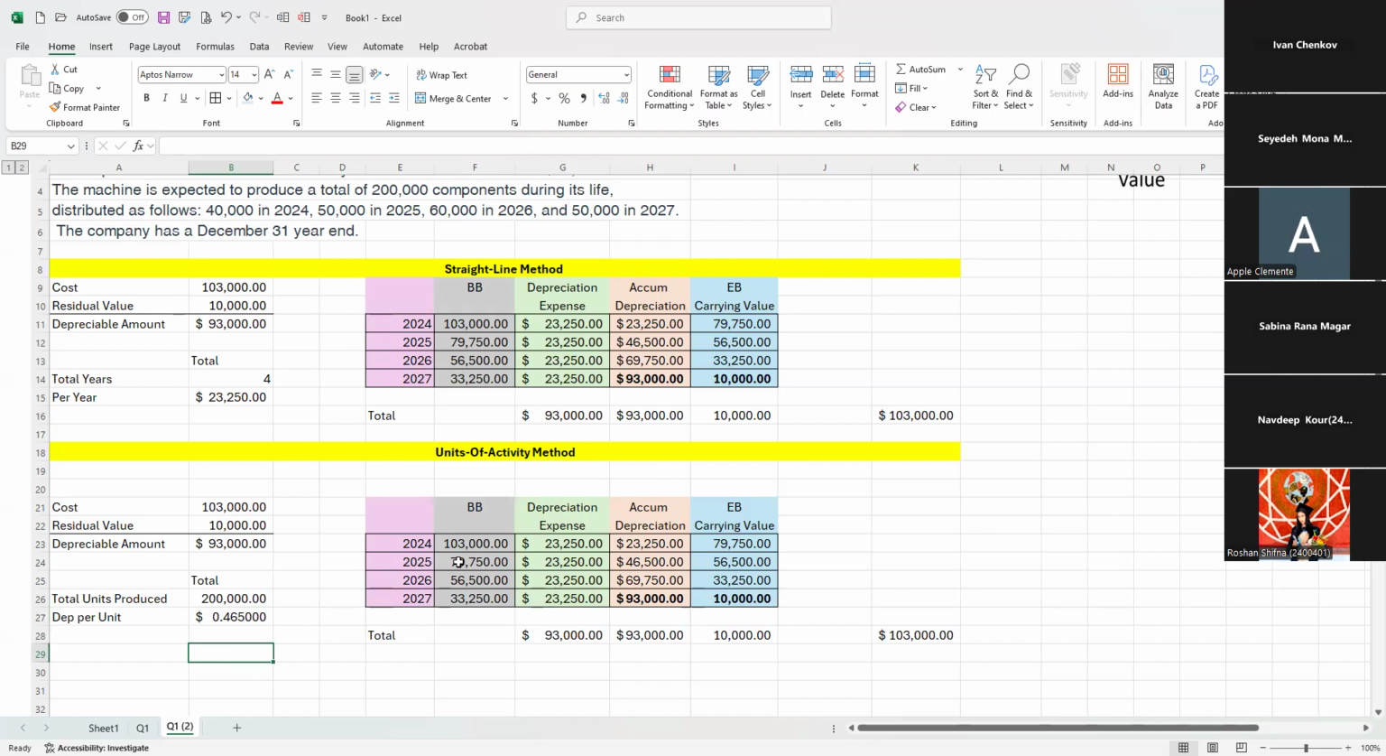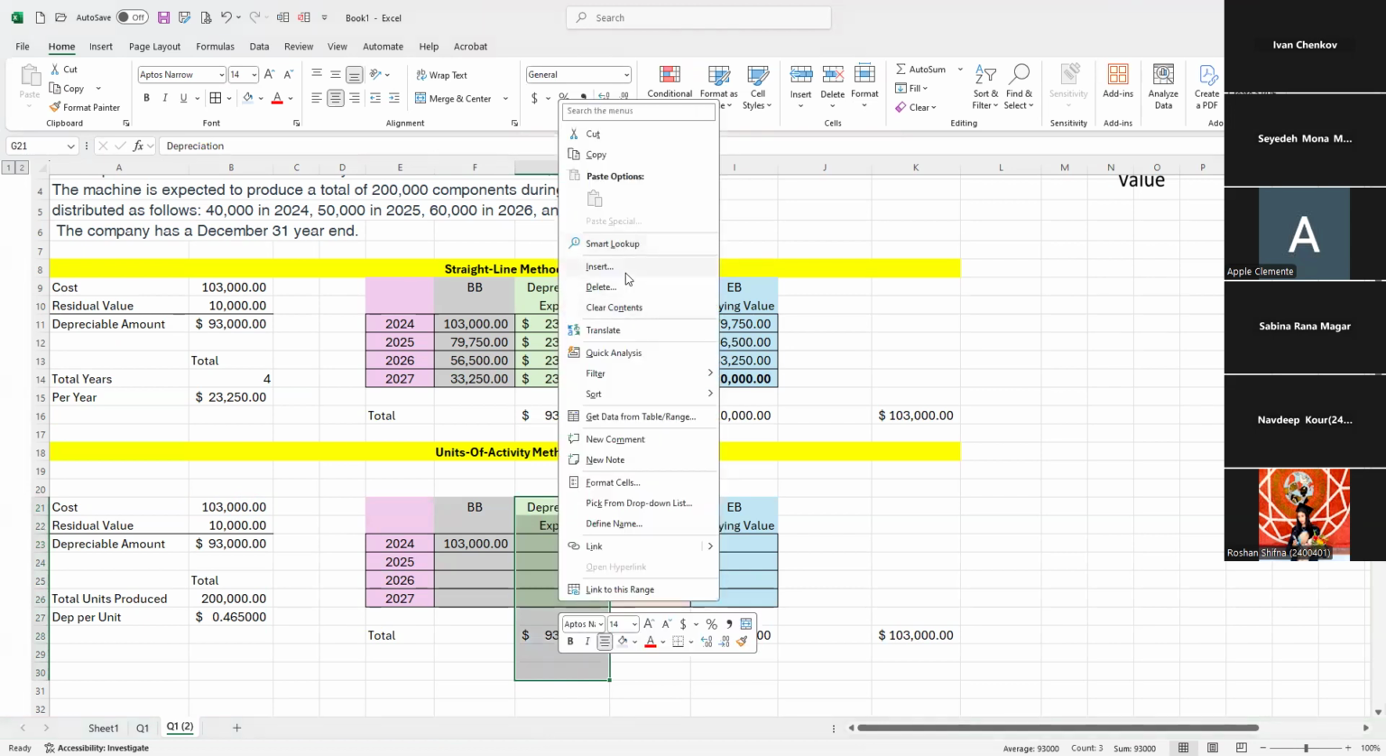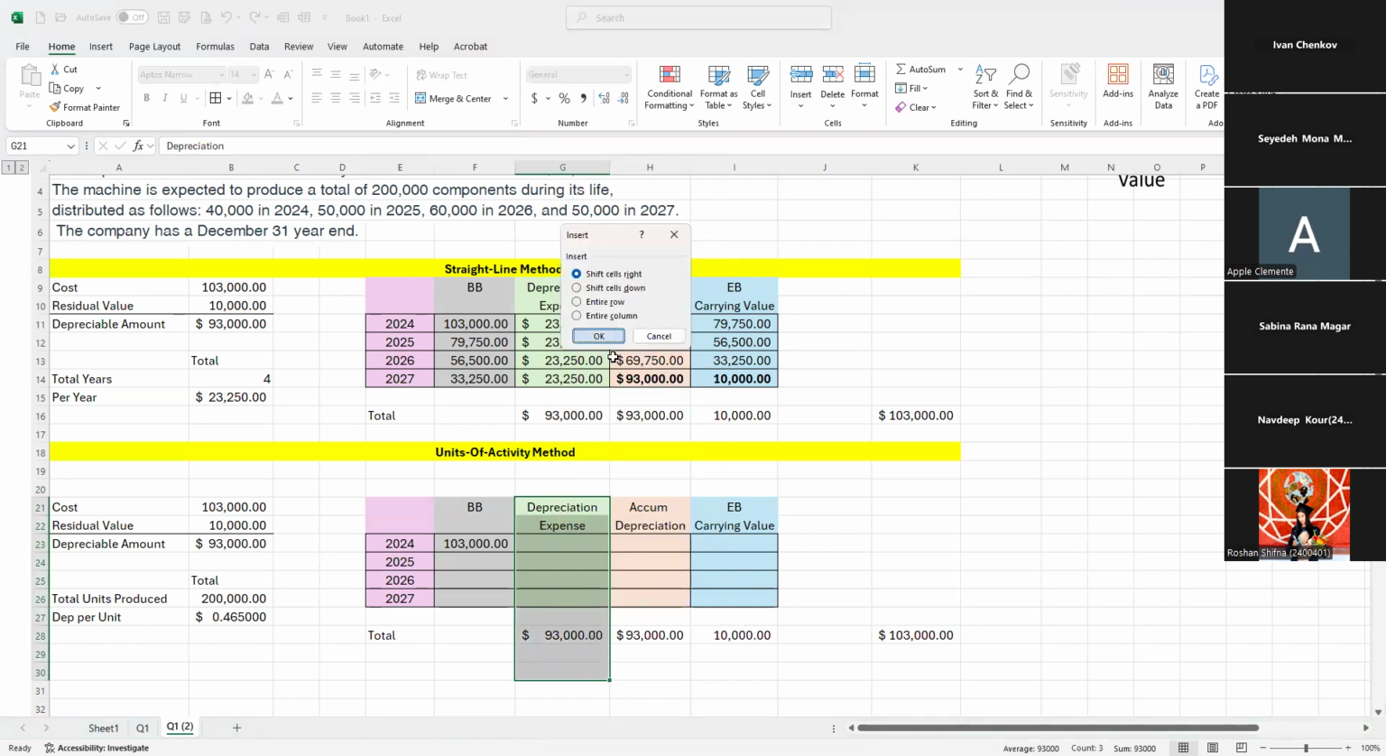Okay, so now I have to change these numbers, right? So what do I need? Let me put this one in the middle. And what do I need? I need the beginning balance. Do I know my beginning balance? The cost. Cost is my beginning balance. Now, in order to get the depreciation expense, I have to add a column here, right? Insert. Let's add the column.